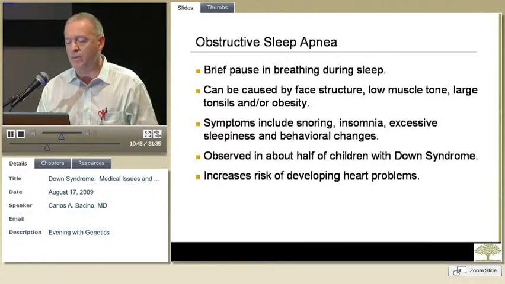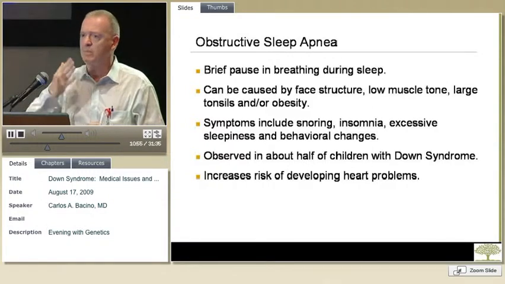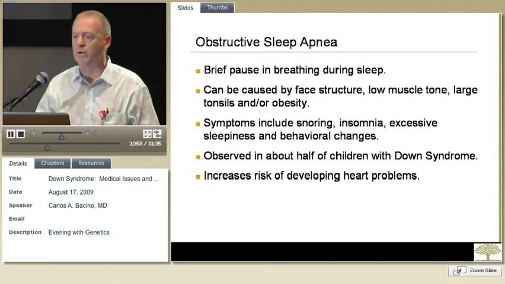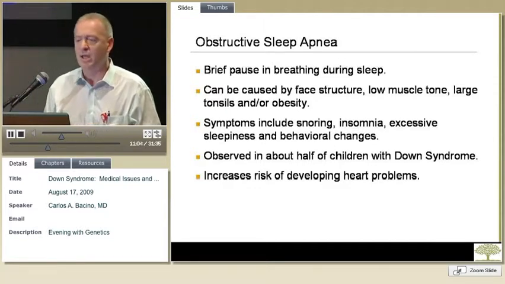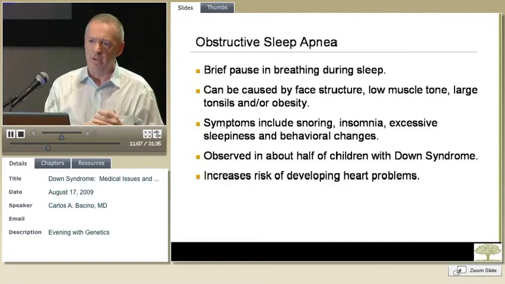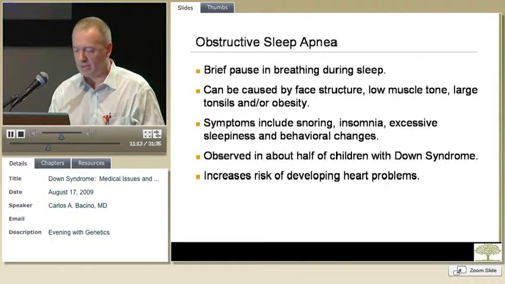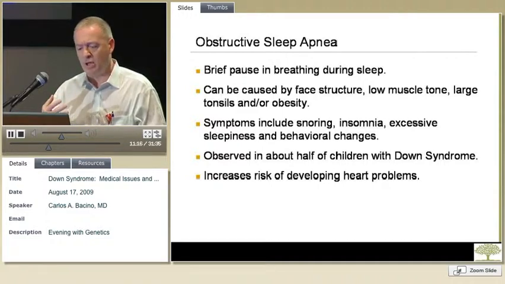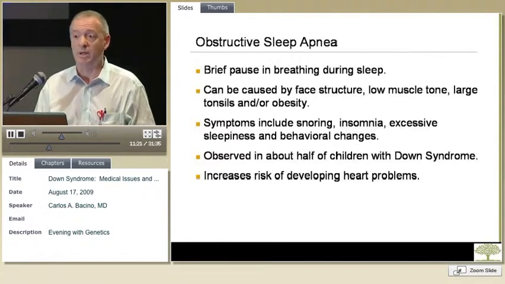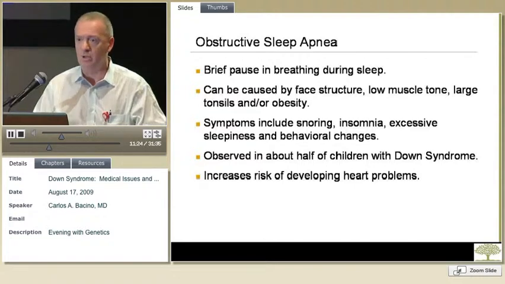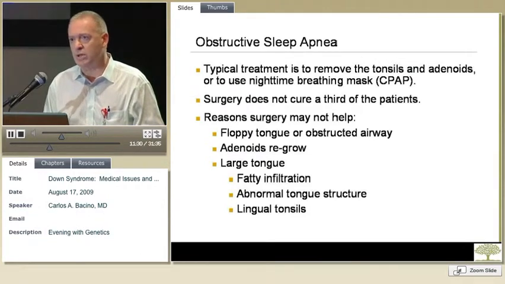And we know the number of factors that contribute to this are the structure of the face, because the face tends to be a little bit flatter, the airway passage is a little bit more narrow, there is the low muscle tone, the tongue usually gets in the way sometimes, and that can also be worsened by large tonsils and in some cases obesity. So if this is left without treatment, over a very, very long period of time, and if it's severe enough, it can cause heart problems. But this has to be something very significant. What is done to treat this particular problem?